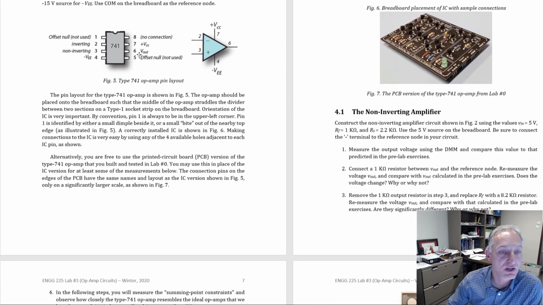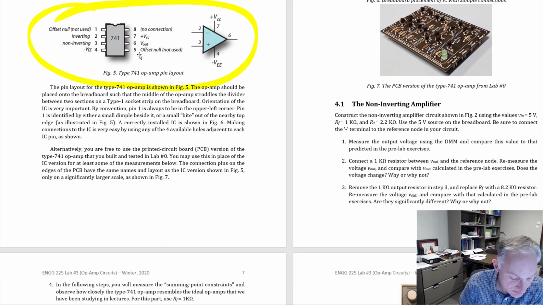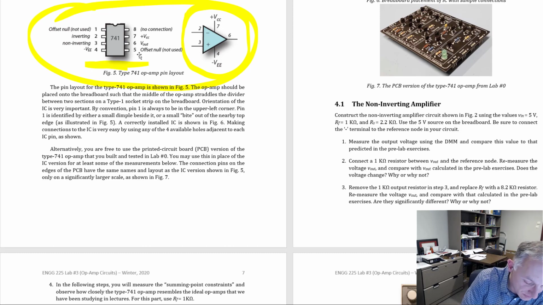So this is up here on the left. There's a very handy translation of the symbol, right? This is the symbol, what we're working on, to the physical chip. So this is what the physical chip looks like, and the pin numbering goes like this.